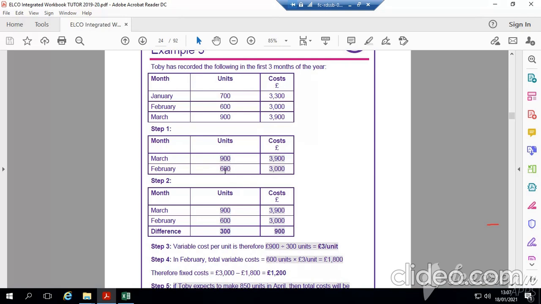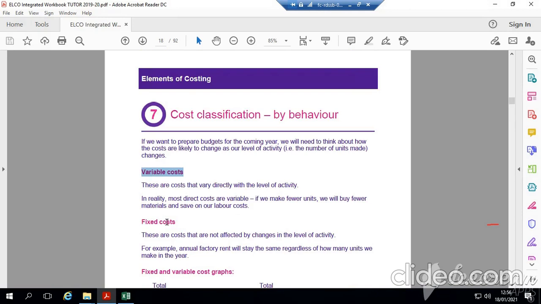So says is 600, so 600 times 3 equal. Fixed cost is something which is fixed, is not going to be changed. Whether the number of production is 100 or 0, the cost is fixed. It is something that is not going to be changed. For example, insurance, for example, rent.